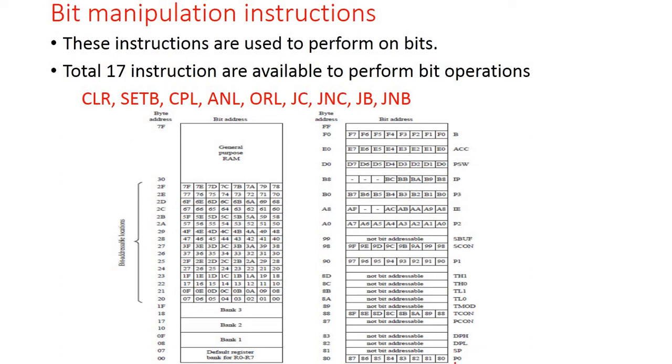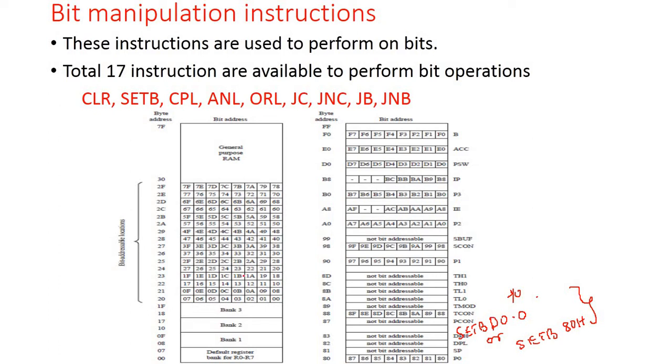Okay. See, for example, the port P0 is assigned from 80H to 87H, right? So now, if you want to set the first bit, that is 80, that is P0.0, correct? We can use SETB P0.0. Instead of this one, we can also use SETB 80H. So both instructions do the same operation.